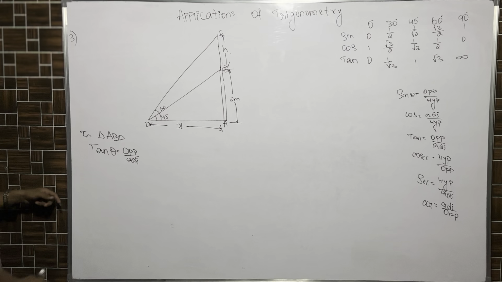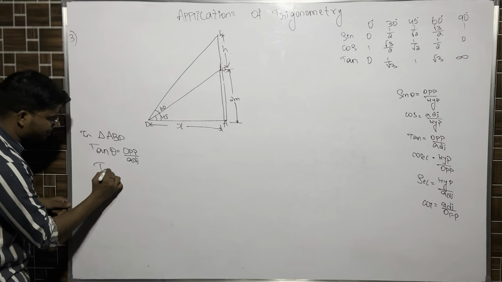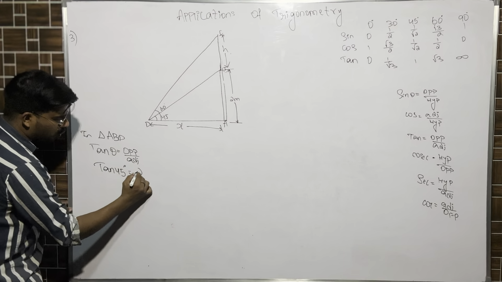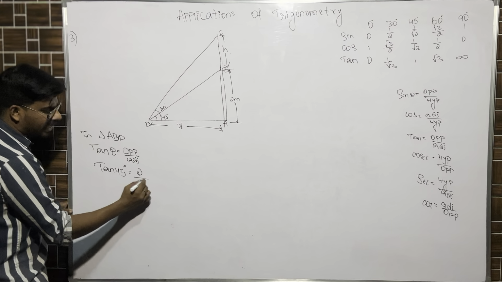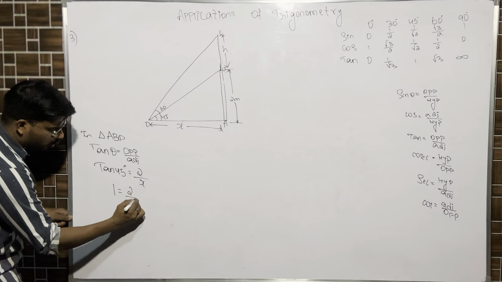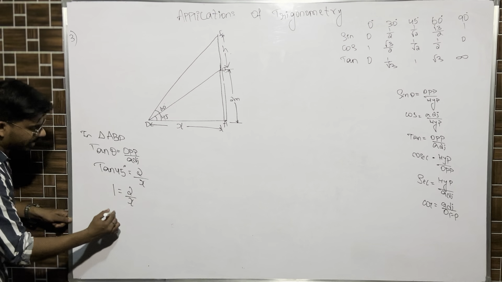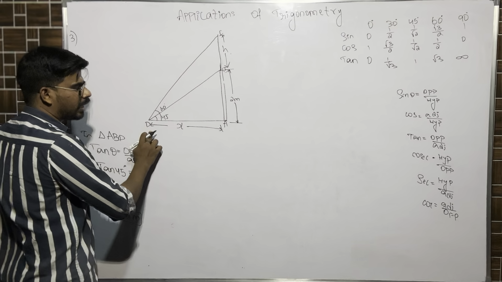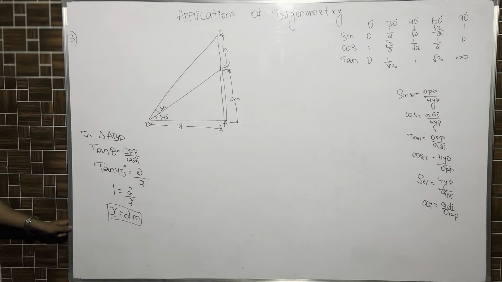How much is the angle? 45. Angle is 45. Tan 45 is equal to opposite, how much? 2, by adjacent x. Tan 45 is 1. 1 is equal to 2 by x. x into 1, x is equal to 2 meters. That means the distance from the observer point to the foot of the pedestal is 2 meters.